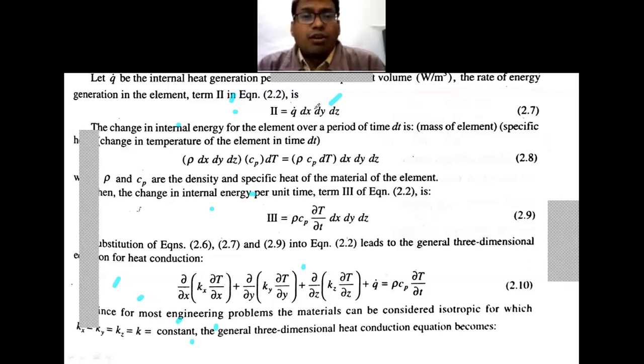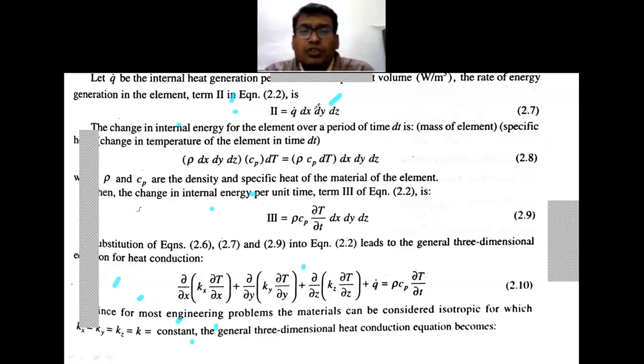So then the third term, that is the change in the internal energy for the element over a period of time dt. So what changes are happening in the internal energy, that has to be studied. That is nothing but the rate of change of internal energy of that differential volume element. That is nothing but the change of internal energy for the element. What changes are happening in the internal energy of that element, that is to be calculated.